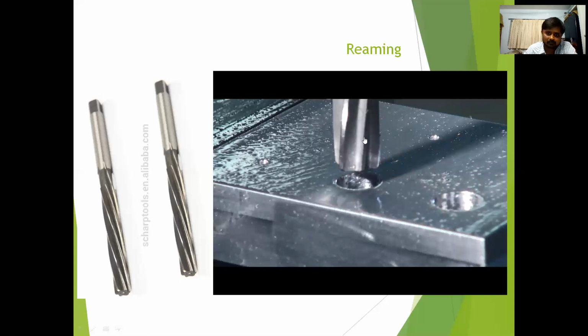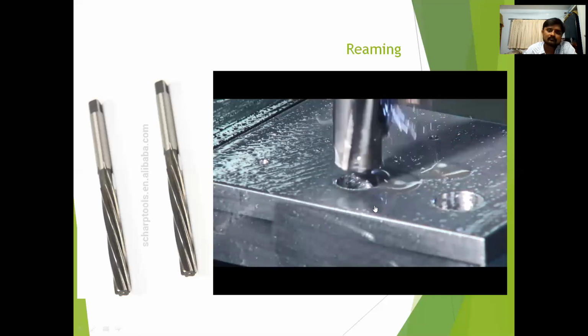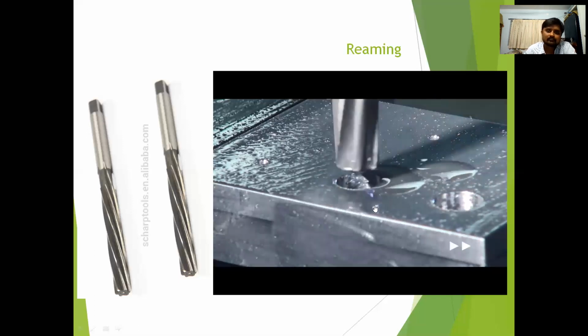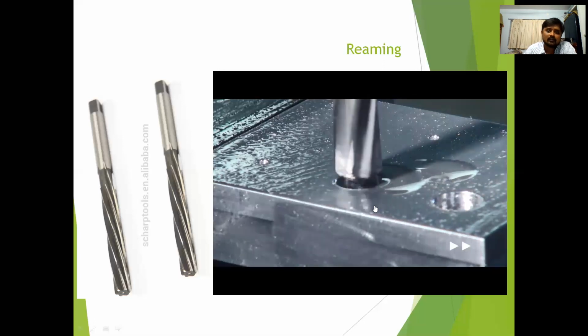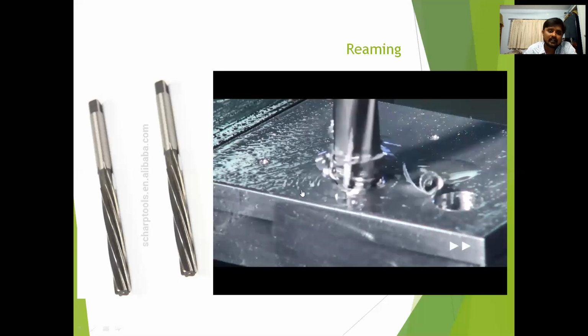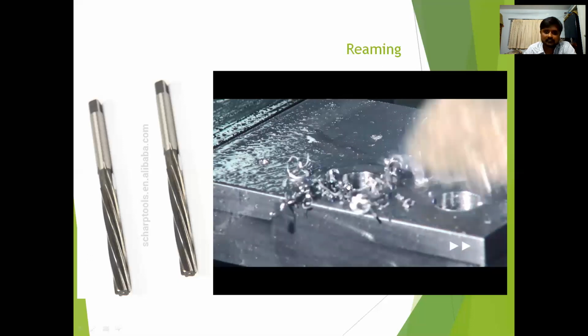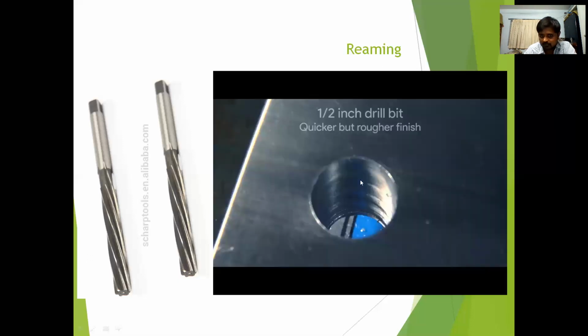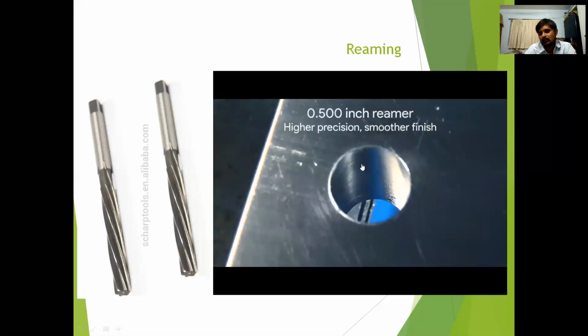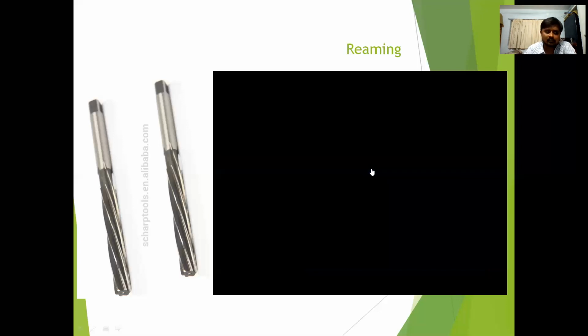This is the reamer, and we are going to apply some lubricant to reduce the heat. Compared to drilling, in the case of reaming the metal removal rate is very low, and you can observe the internal surface. This is after the reaming operation. Like this, you can get a high surface finish during the reaming operation.